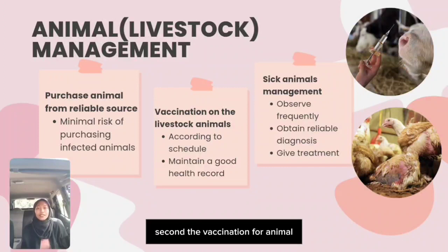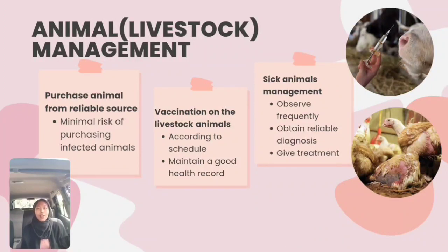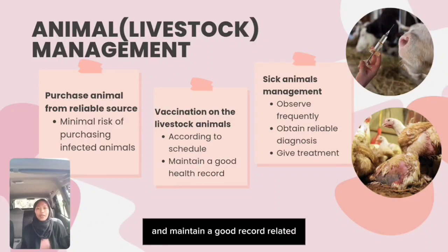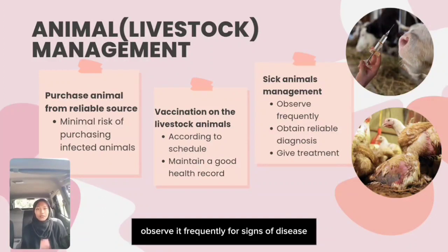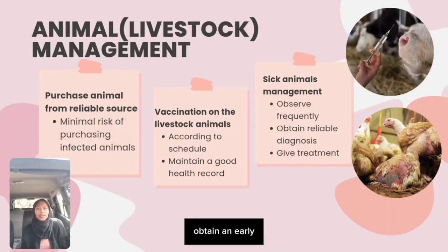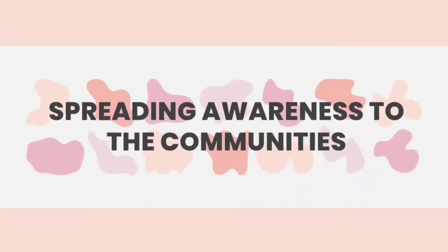Second, the vaccination for animals must be done precisely according to the schedule for each herd and flock, and maintain a good record related to herd or flock health. If there are sick animals, observe them frequently for signs of disease, and if a disease problem develops, obtain an early, reliable diagnosis and apply the best treatment, control, and eradication measures for that specific disease.